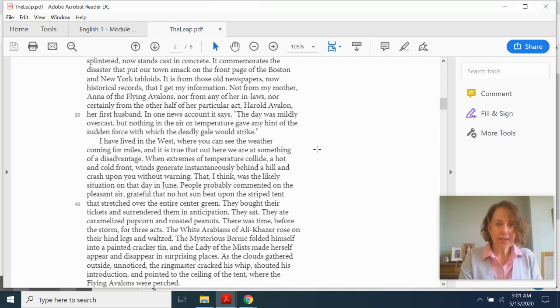I have lived in the West where you can see the weather coming for miles, and it's true that out here we are at something of a disadvantage. When extremes of temperatures collide, a hot and cold front, winds generate instantaneously behind a hill and crash upon you without warning. That, I think, was the likely situation on that day in June. People probably commented on the pleasant air, grateful that no hot sun beat upon the striped tent that stretched over the entire center green.